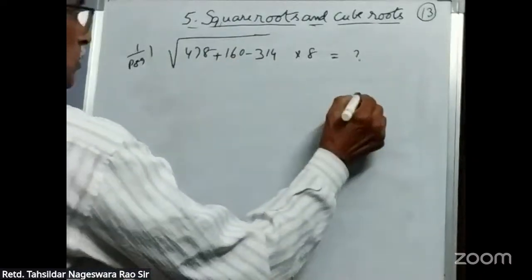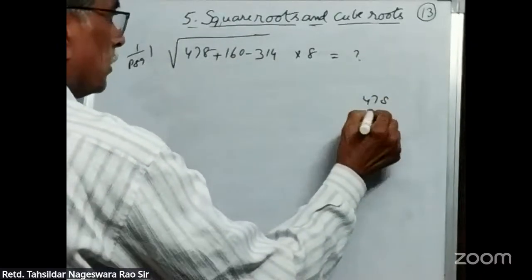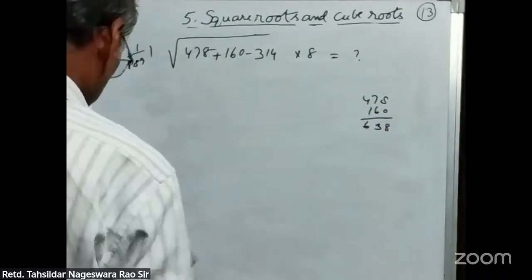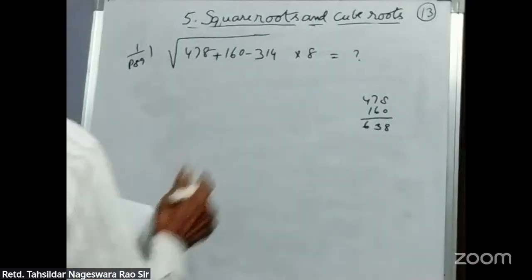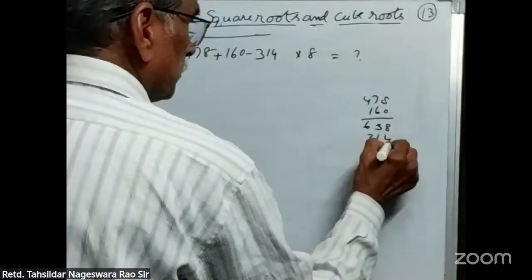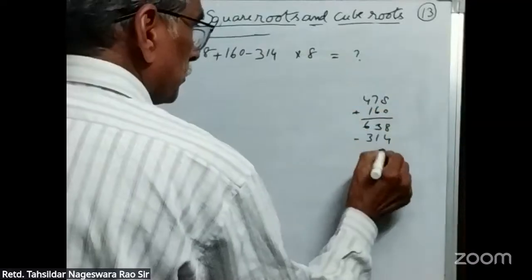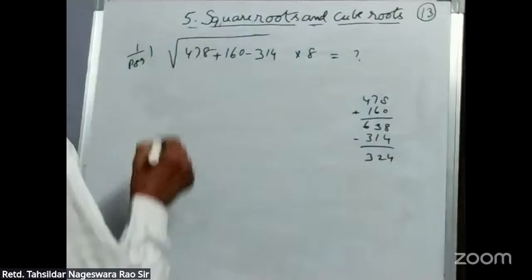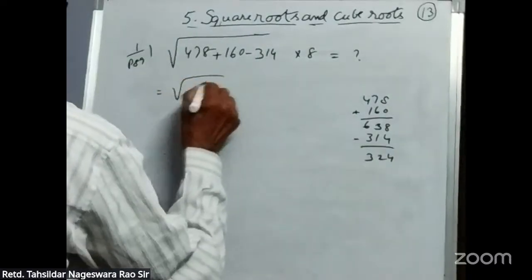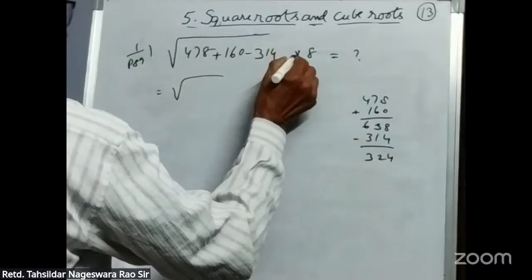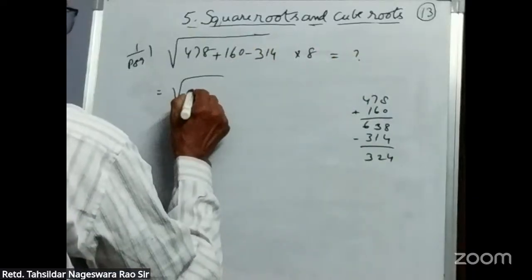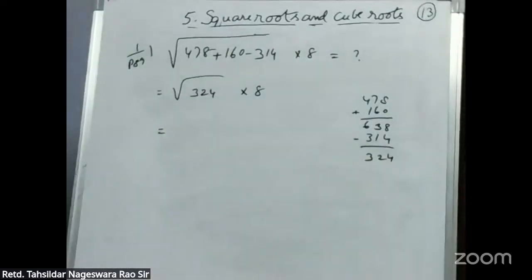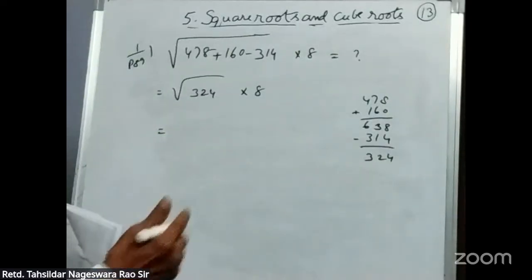First, add this: 478 plus 160 is 638, minus 314 is 324. This will be up to here. Into is outside the square root. 324 into square root of 324.